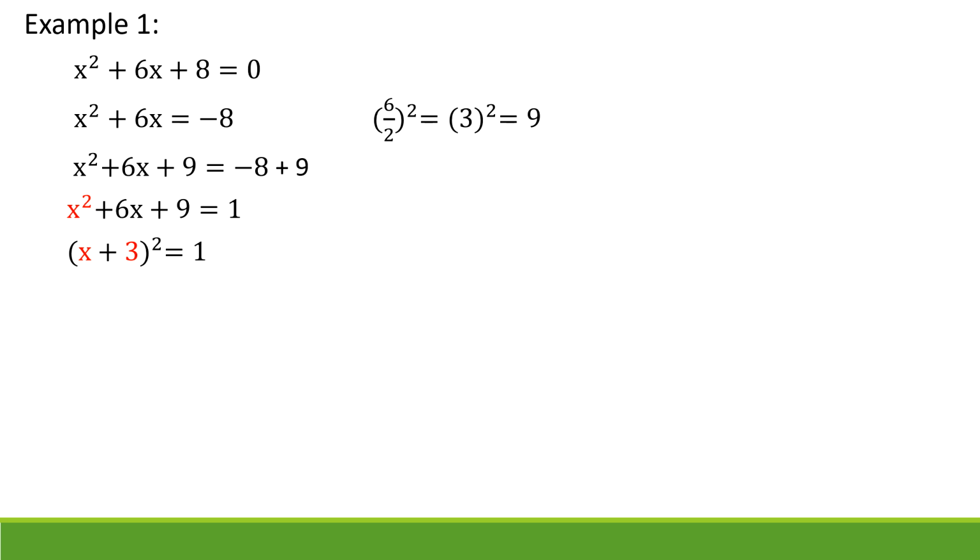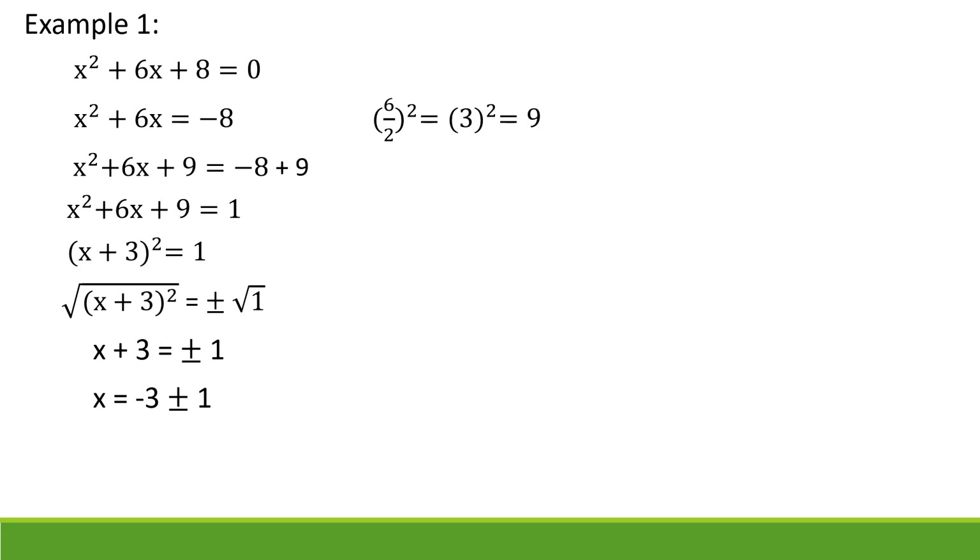Then equals 1. The next step is to get the square root of both sides. The square root of x plus 3 squared is automatically x plus 3, because the square cancels the square root. Then equals the square root of 1, which is 1. Then do not forget to write positive and negative. Then transpose positive 3, so it will become negative 3 plus or minus 1.